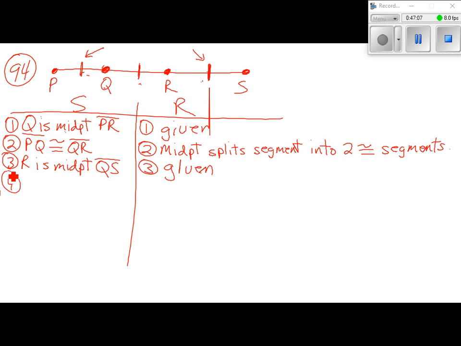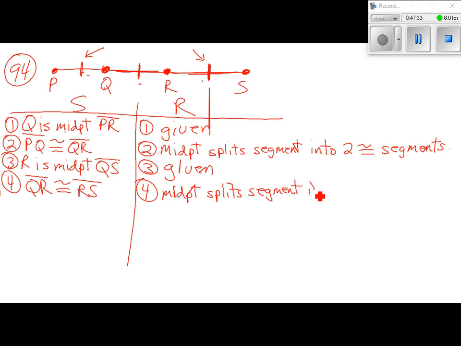And once I know R was a midpoint, then I know this segment and this segment were congruent. So segment QR is congruent to segment RS. And our reason there is same as number two up here. Midpoint splits segment into two congruent segments.